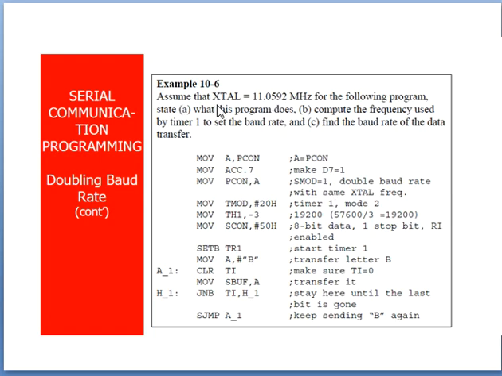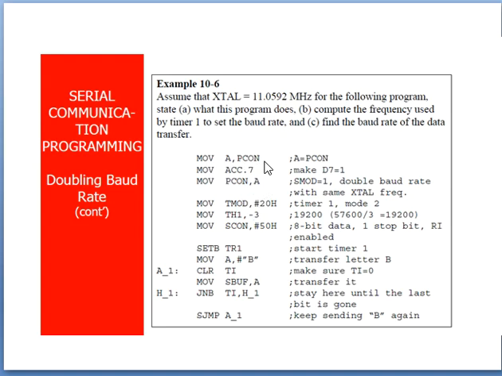Here it is assumed that XTAL is 11.059 megahertz, that is the clock frequency given for the following program. What does this program do? It computes the frequency used by timer 1, sets the baud rate, and finds the baud rate of the data transfer. So this is how some of the things have been asked. We are going to see first of all how this program is working.